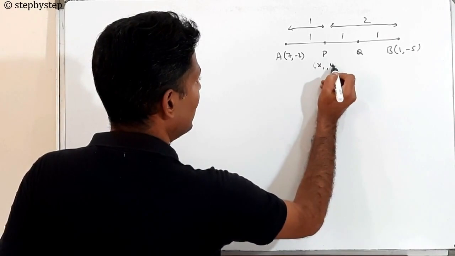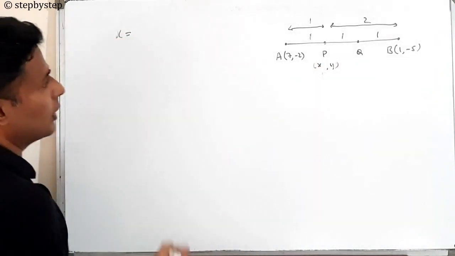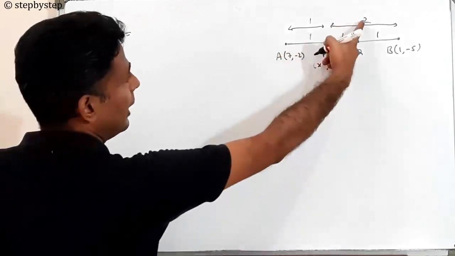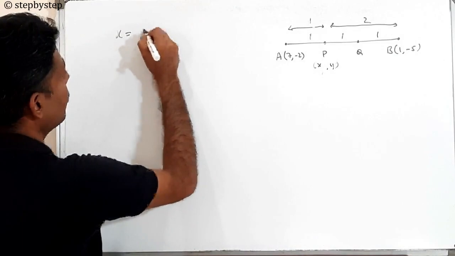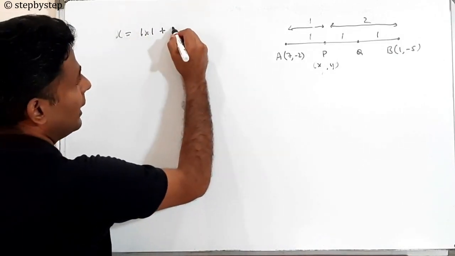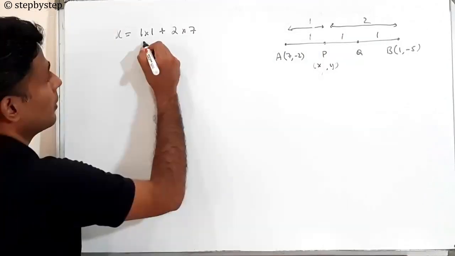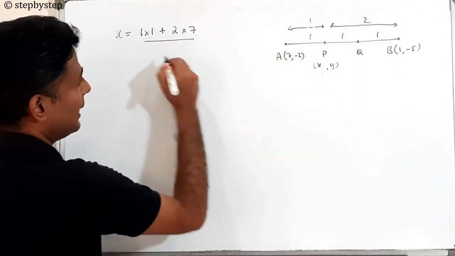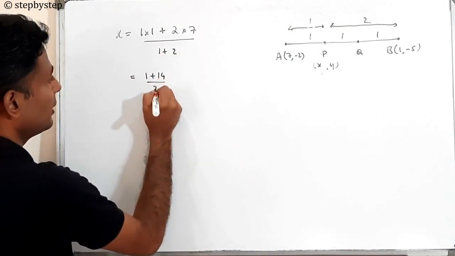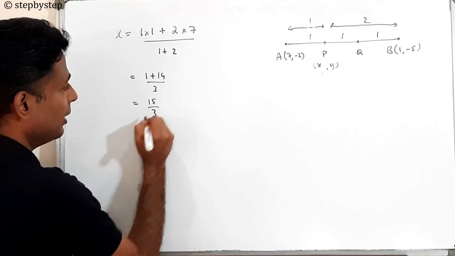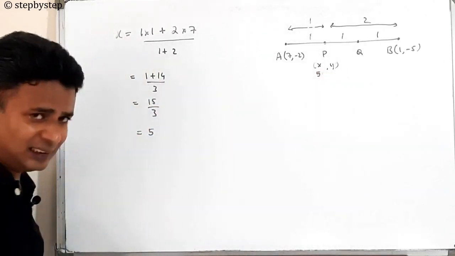Let it be x and y. Now how do we get it? x equals m x2, that is 1 into 1, plus n, that is 2 into x1, that is 7, by m plus n, that is 1 plus 2. So we get 1 plus 14 by 3, that is 15 by 3, which is nothing but 5. So we got the value of the x coordinate as 5.